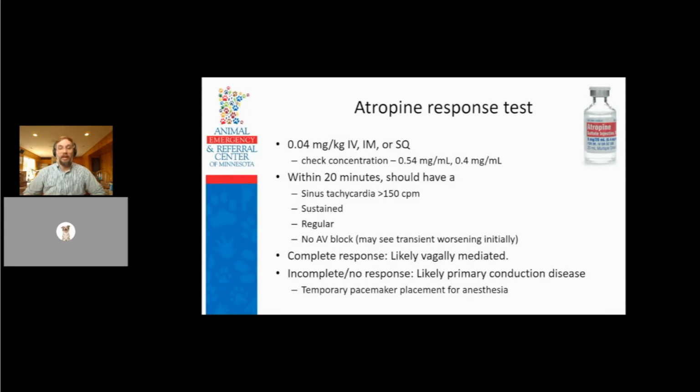That's something that we can do at AERC. Essentially, it's putting a lead. We often go through a leg vein, sometimes a neck in really small animals. We'll use fluoro to put a lead into the right ventricle, attach it to an external pacemaker, and then if their heart rates drop too slow, we can set the heart rate to whatever we want with the external pacemaker.